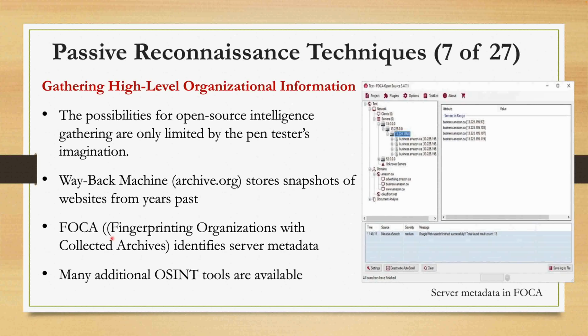Now, there's another tool called FOCA, Fingerprinting Organization with Collected Archives, which identifies server metadata. This one specializes in extracting metadata from publicly accessible documents. It can identify server information, file paths, software versions, and even usernames embedded within documents like PDFs, Word files, and spreadsheets. This information helps pen testers map the organization's IT infrastructure and identify potential vulnerabilities tied to outdated or misconfigured systems.